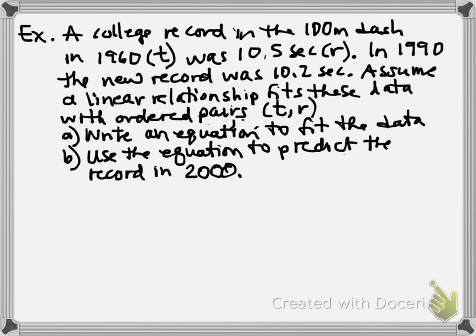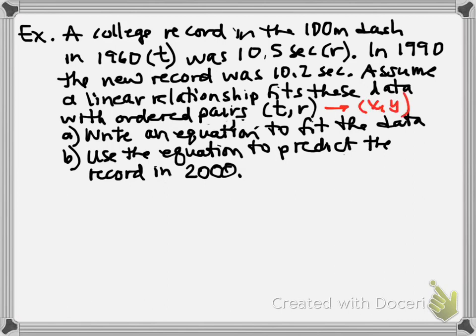So what this problem does by telling you 1960 T is it's telling you they want that number to go as your X value. And then when they wrote R after the 10.5 seconds, they want you to put that number as your Y value. So they're explaining to you what the variables represent, and then how to write them as an ordered pair. So even though it says T and R, you can think about it as being X and Y.